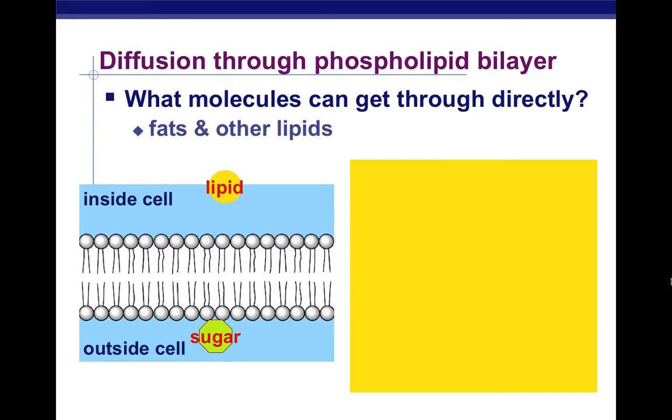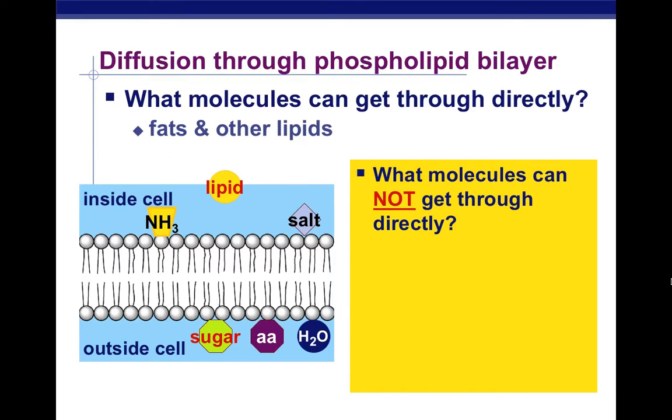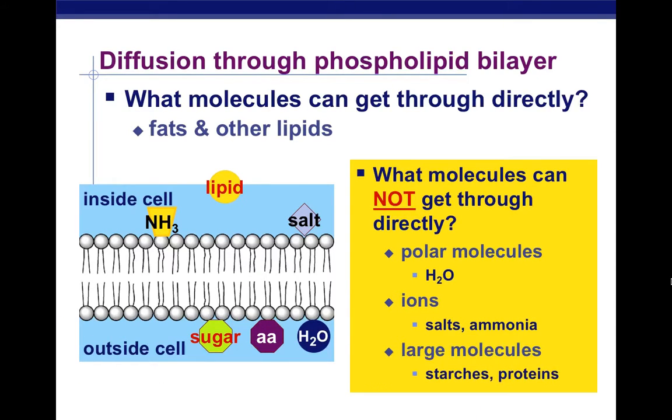Sugars, proteins, anything else that's sizable or that has a charge of any kind is going to be blocked by those hydrophobic tails. That includes amino acids, water, salt, ammonia, etc. So what do we need? We're going to need something that's going to let polar molecules, ionic molecules, and large molecules through the membrane.